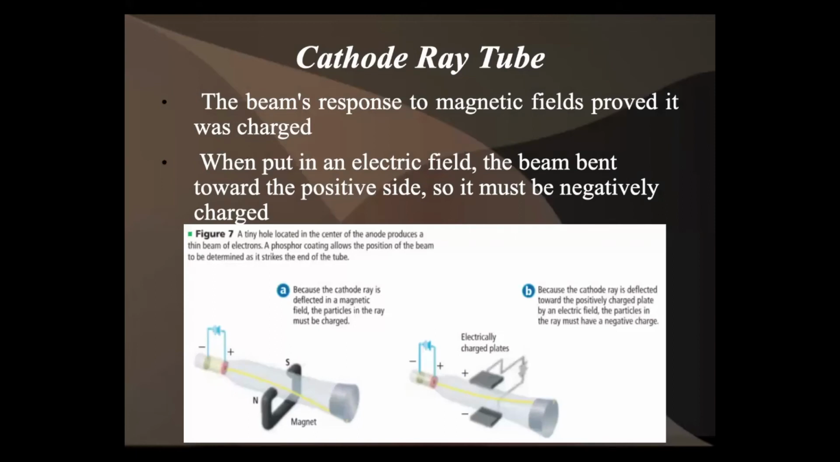So the top bullet point you already wrote down, but the bottom bullet point, you should know that then he put it to electric field. So at first he put it in a magnet where you have the north and the south poles. You can see that it curled.